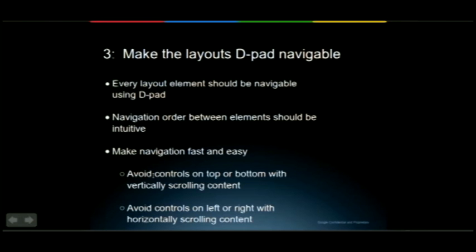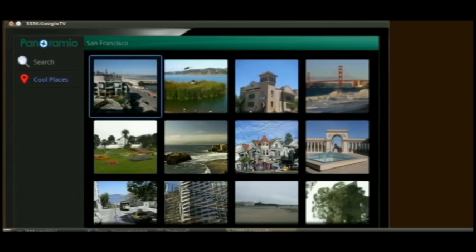Users interact with apps on TV using a D-pad or arrow keys on the remote. So your app layouts should be D-pad navigable. Navigation order should be very easy and intuitive. You should test your layouts using the D-pad and make sure that every on-screen control is reachable. For example, in Panoramio, if Cool Places was not reachable using the D-pad, or if hitting D-pad right from the left-hand navigation bar did not transfer focus to the grid view, it would be confusing.